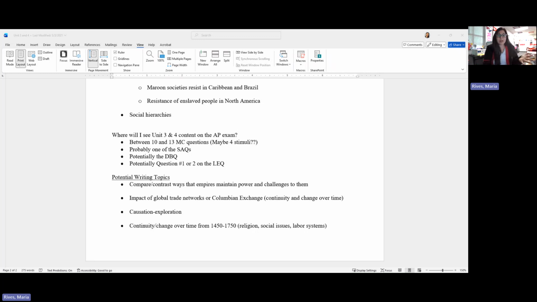And here are some potential writing topics for Unit 3 and 4. Unit 3 focuses a lot on land-based empires, like the Gunpowder Empires, Tokugawa Japan, Ming Dynasty, maybe even a little bit of Europe at home in this time period. So the big skill for Unit 3 is comparison. College Board wants you to be able to compare and contrast ways that empires establish and maintain their state.